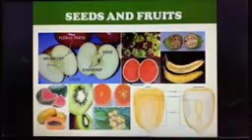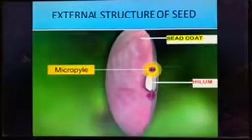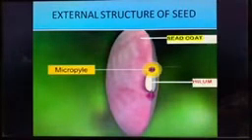Today we are going to study the final product of sexual reproduction, that is seed. You all know, children, seed is a fertilized ovule. When the ovule gets fertilized, it gets converted into seed, right? So if you see the structure of seed externally, you will find the following parts.